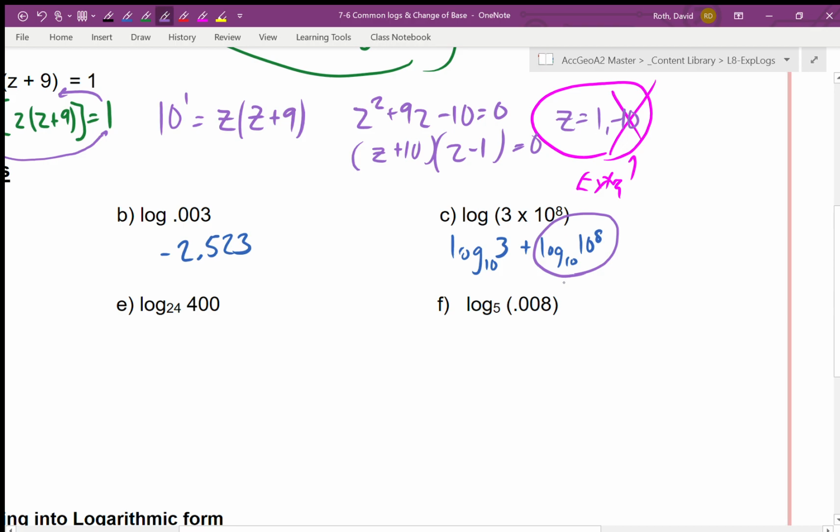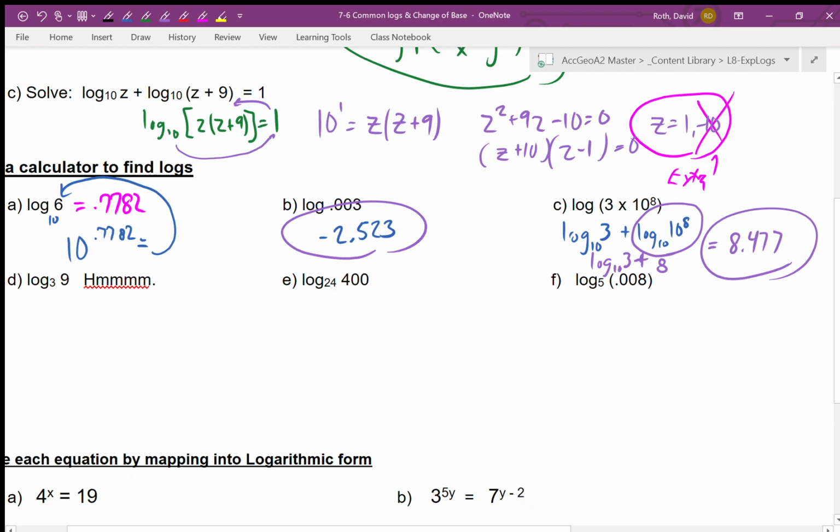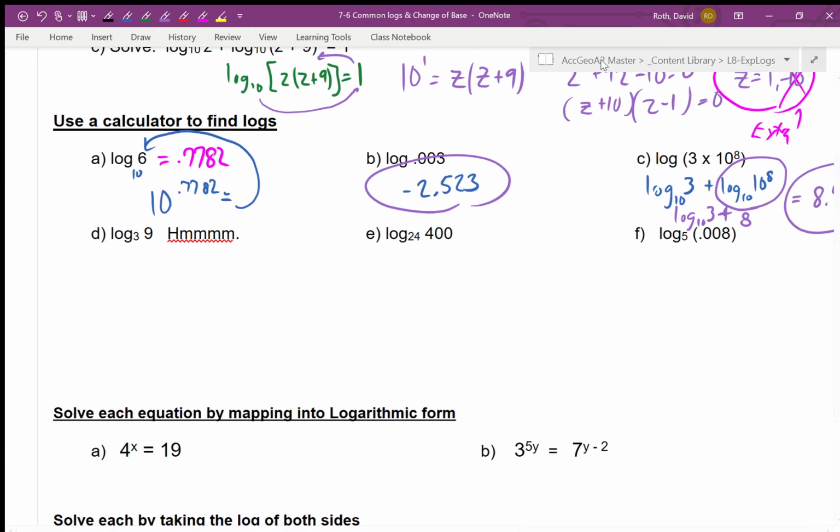Well, 8. So why don't you try it both ways, log base 10 of 3 plus that, and if you do that on your calculator, you should get 8.477. And I'll go back and circle those answers. Just remember these properties, and you can use them when you're calculating, just like you can use them when you're solving up here.